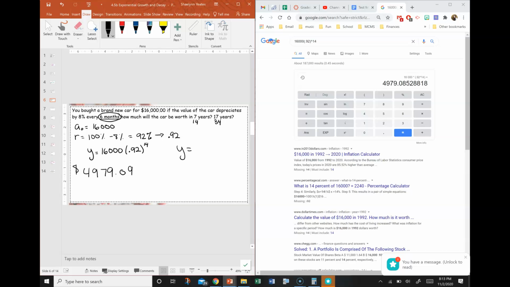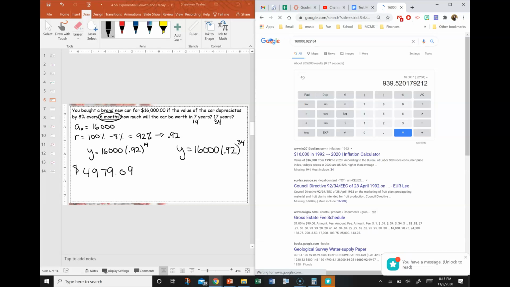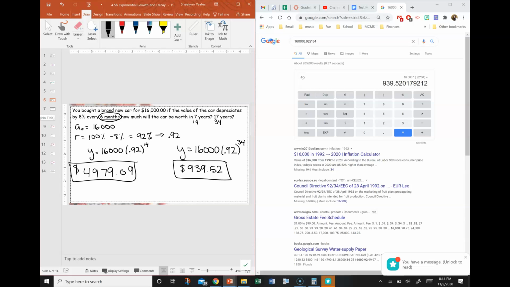So then let's do y equals, then we've got our 16,000. We're doing after 17 years now. So we're going to do 0.92. And then this will be to the 34th. So all I have to do is come over here, change my 14, so it says a 34. And our car, after 17 years, is only worth $939.52. That's not so great, but it's not the worst. You could still sell it for almost $1,000 17 years later. That's not bad.